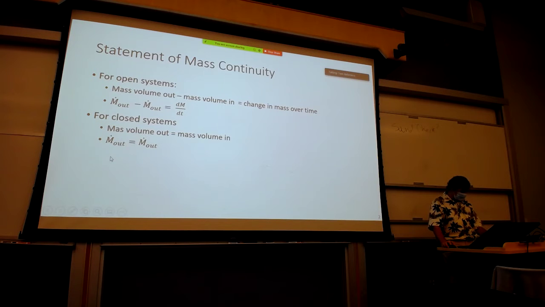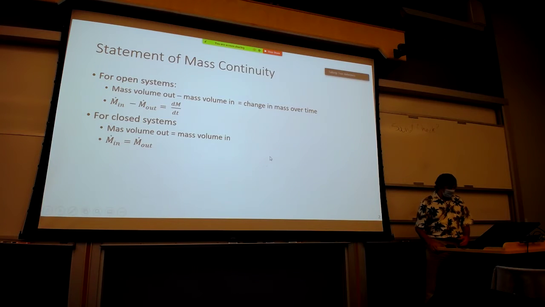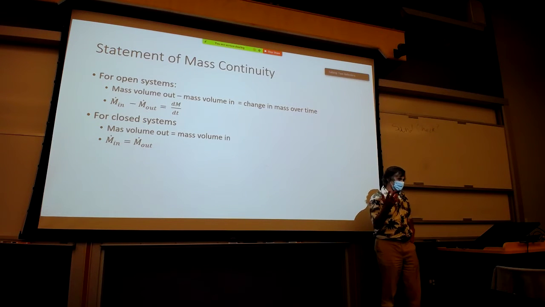This actually has an error in it. I'm going to correct it real time. So this should have been in. And that should have been in. Hopefully that's what's on your handout. And going back to this, so I just corrected it. Before it said mass out minus mass out, that wouldn't make any sense.